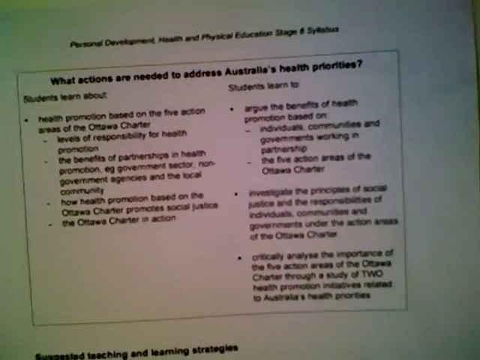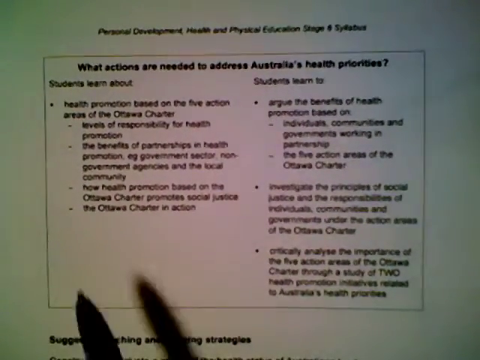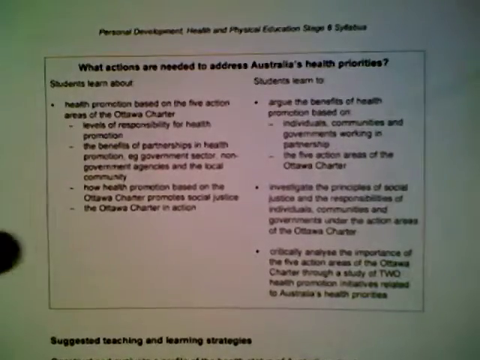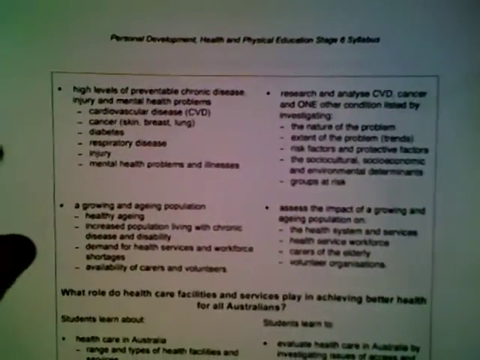Question 23b looked at applying the action areas of the Ottawa Charter to a health promotion initiative related to Australia's health priorities. If we go to our syllabus just to get an idea of where the question would be structured from, we'll know straight away it will come from our understanding of the Ottawa Charter, being able to apply it. That's what the keyword is asking us to do. And we also know that we're looking at some of Australia's health priorities.